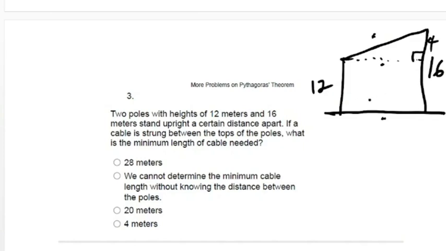So what would be the answer? We cannot determine the minimum cable length without knowing the distance between the poles. That would be the answer. So we have to know this side before we can get the length of the rope. So that is that on the third question.